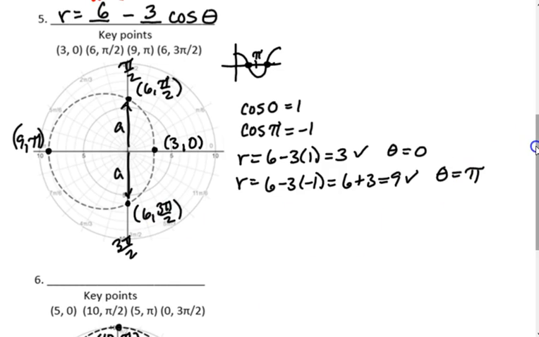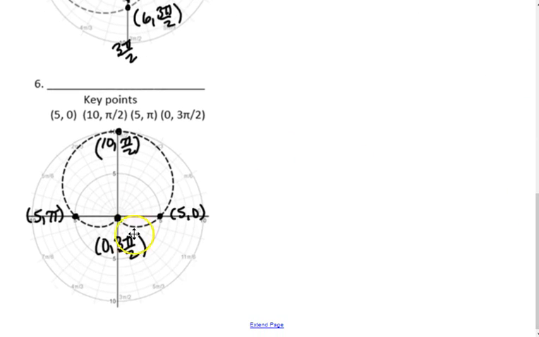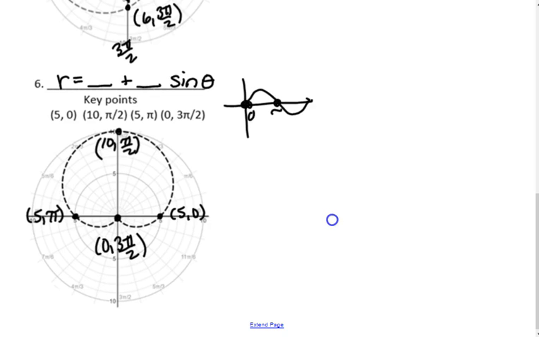Okay, so let's take a look at the third one now. This one is a sine graph, and it's in the positive direction, so I know this is going to be r equals something plus something sine of theta. Now, where does sine equal 0? Let's think of our little sine graph. Sine equals 0 here and here, which is at 0 and at pi. Sine of 0 equals 0 and sine of pi equals 0.